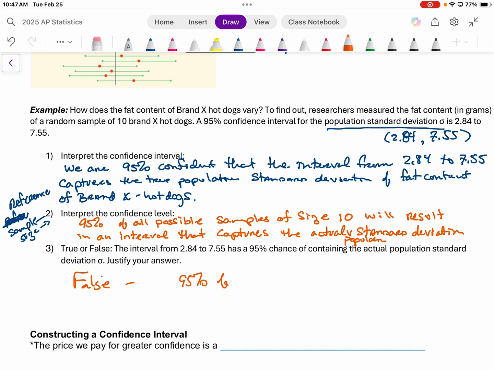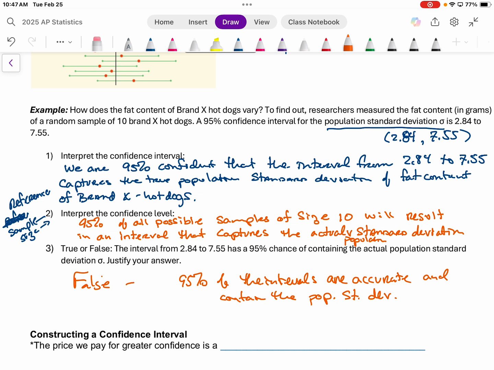95% of the intervals are accurate and contain the population standard deviation.